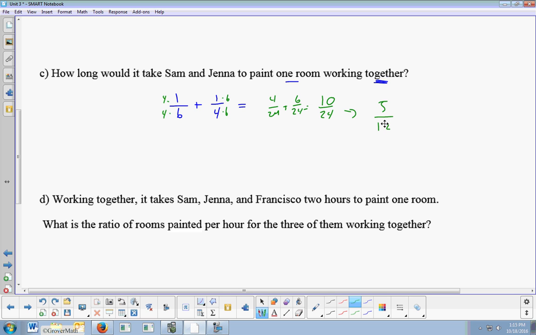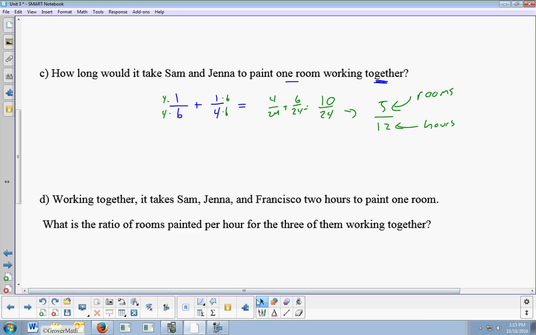And try to get a context of what this is saying. Again, this is a rate of task over time, and the task for this problem is number of rooms. So working together, they can paint 5 rooms in 12 hours. They can paint 5 rooms in 12 hours.